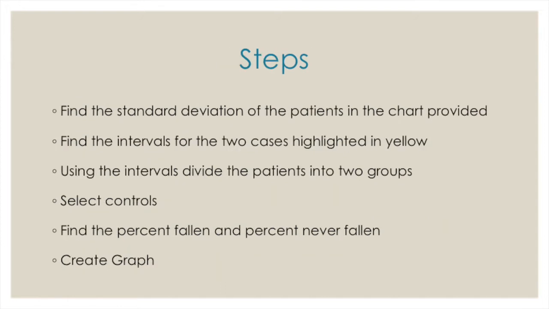So what exact tasks are we going to have to fulfill in doing this assignment? We're going to have to find the standard deviation of the patients on the chart. We're going to then have to find the intervals for the two cases highlighted in yellow. And then using those intervals, we're going to divide the patients into two groups, select the controls, and then find the percents of patients that have fallen and the percents of patients that have never fallen, and then we're going to use that to create a graph.